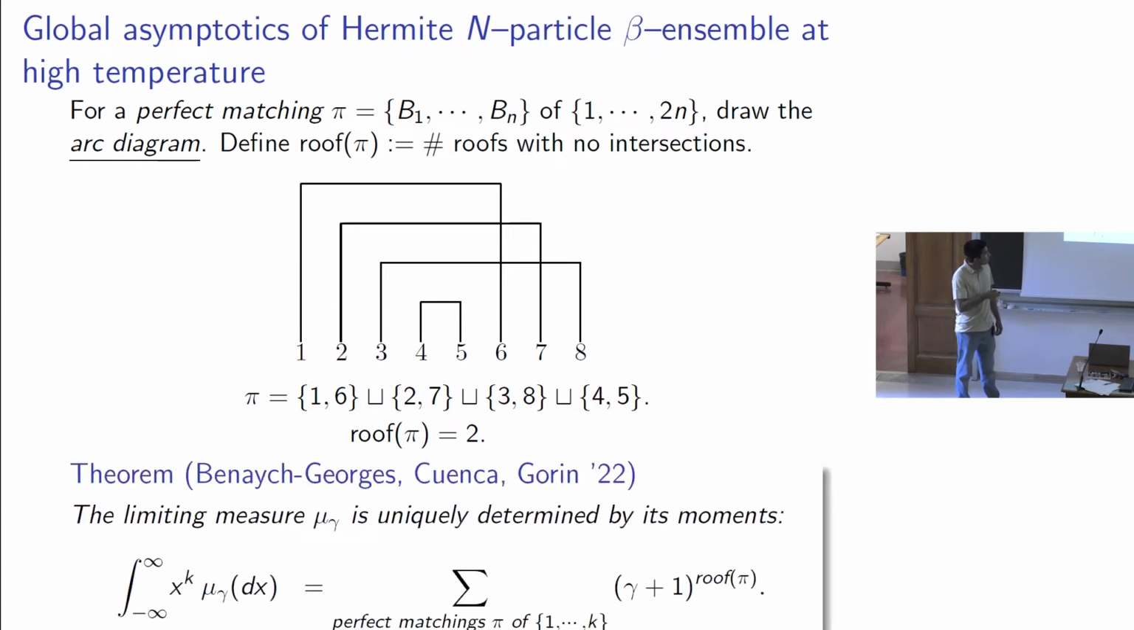Okay, and for each perfect matching, you do this procedure, you obtain some statistic. And the theorem is that this is a new formula for determining the limiting measure: this limiting measure is uniquely determined by the moments. And the moments are the following. The kth moment is a sum over perfect matchings of a set with k elements. And you add these numbers, gamma plus 1 raised to the roof of pi, the roof of your perfect matching, okay? So this gives you a nice, neat formula for the moments of the limiting measure. Gamma is the limit of beta times n divided by 2, yes.